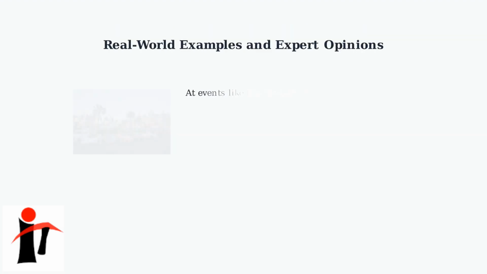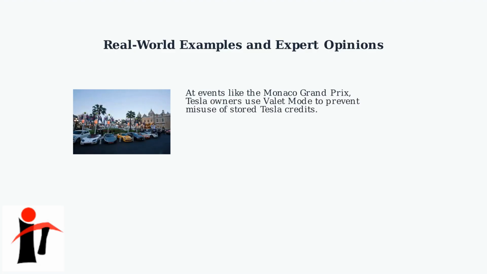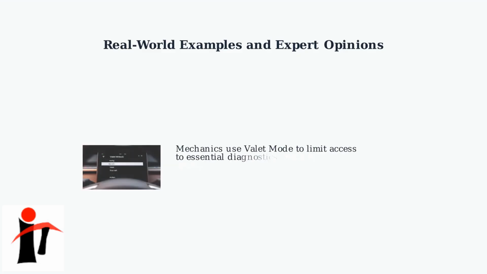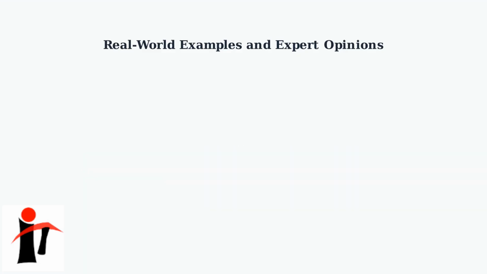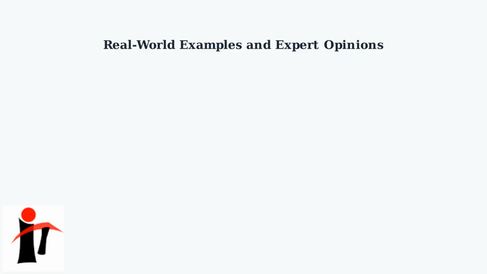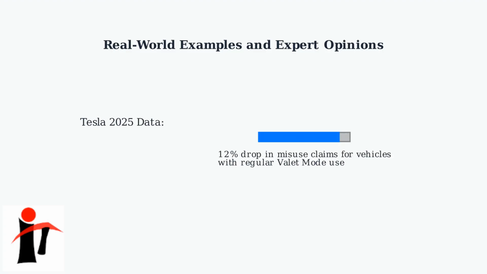Valet Mode sees widespread use in luxury venues and service centers. For instance, at events like the Monaco Grand Prix, Tesla owners use it to prevent misuse of stored Tesla credits. Mechanics use it to limit access to essential diagnostics without compromising owner data. Experts like Elon Musk and safety analysts at Tesla praise Valet Mode for enhancing peace of mind and mitigating risks in shared vehicle use. Tesla's 2025 data shows a 12% drop in misuse claims for vehicles with regular Valet Mode use.